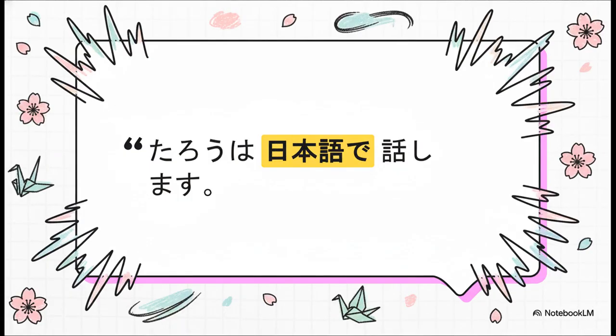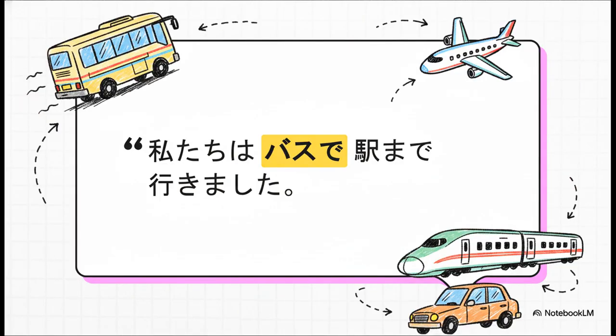Now, what's really interesting is that the means doesn't have to be a physical object. The method can also be a language. So, how does Taro speak? He speaks Nihongo de, in Japanese, or you could think of it as by means of the Japanese language. And this is a perfect example of how it's used for transportation, which you'll see all the time. The method of travel is the bus, or basu. We went by bus, basu de. Whether it's a car, a train, or a plane, de is the particle you're going to use.